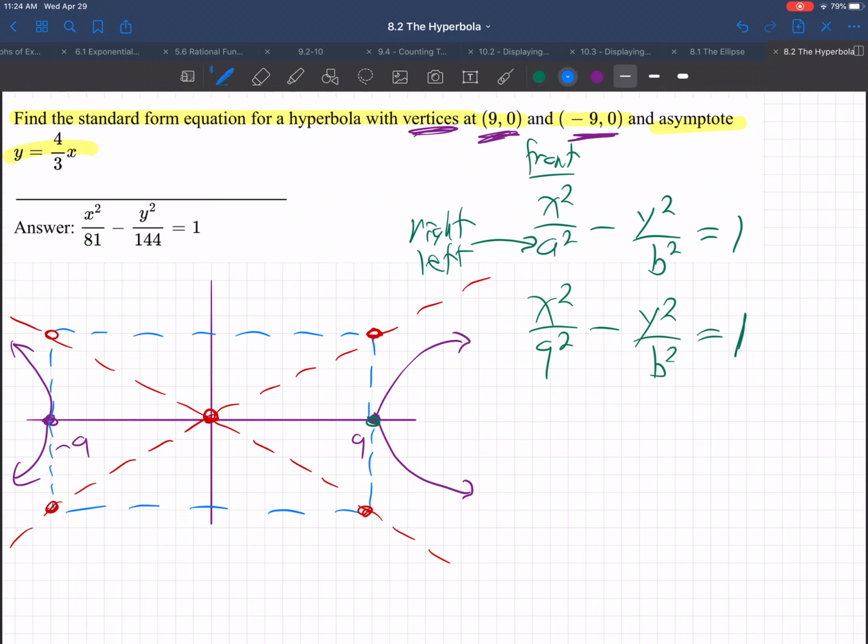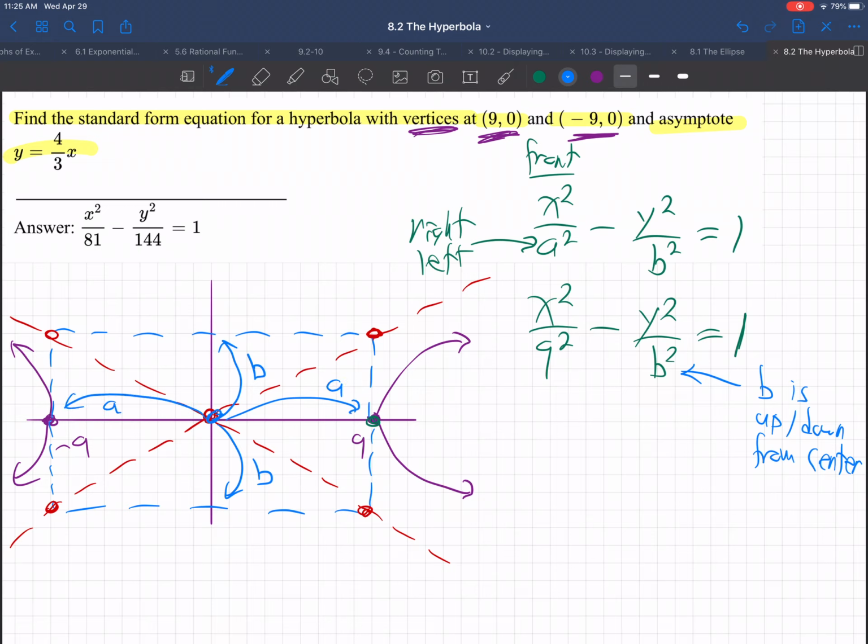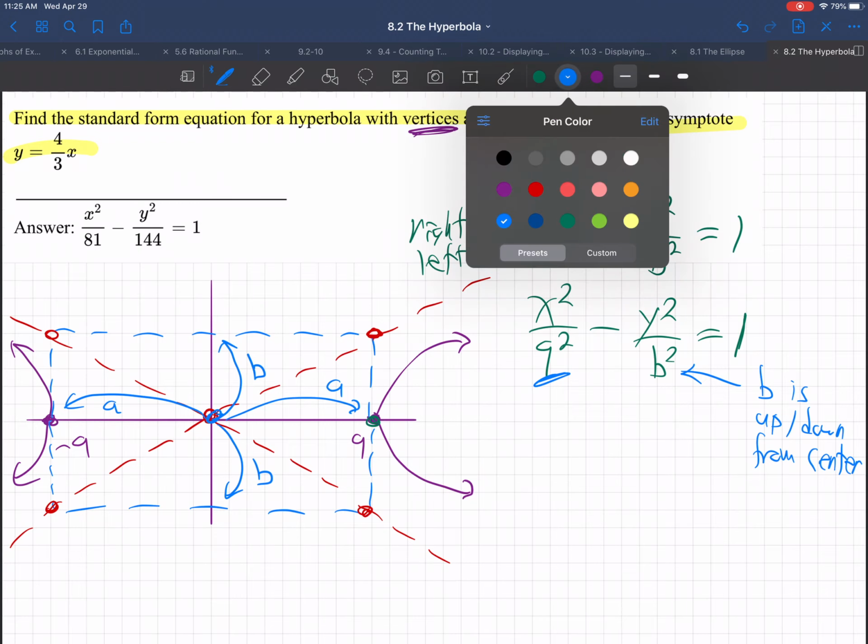Now, how are we going to find b? Well, b is under y, so b is up, down from the center. So from the center, how far up and down? That's b. That's what b always is. a is how far right and left from the center. That goes underneath x. We got that. b is how far up and down the box goes from the center. So I've got to find out how far up and down the box goes. How am I going to do that? I don't know. I just made up that box. That's not really the right answer. How am I going to do it?